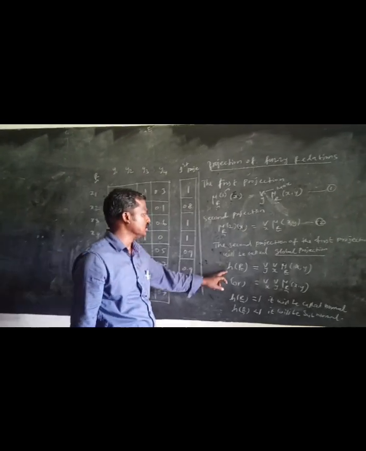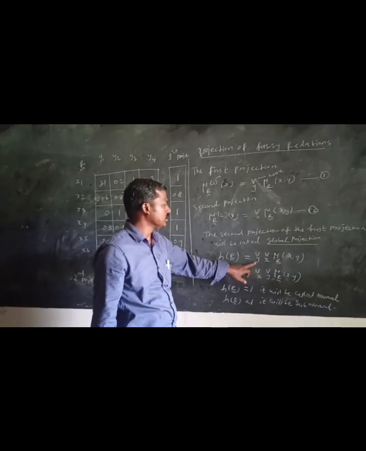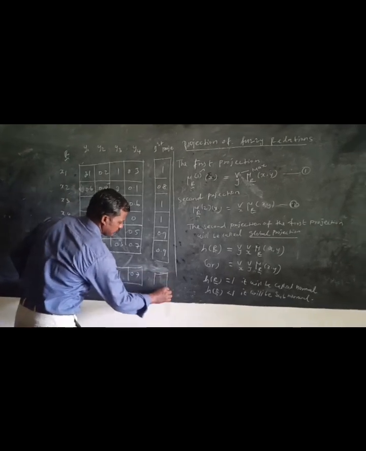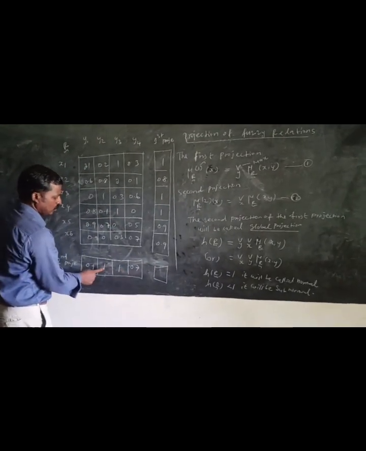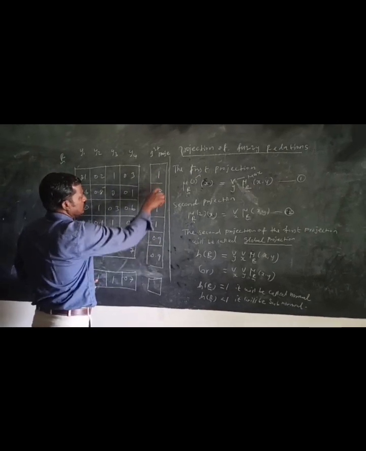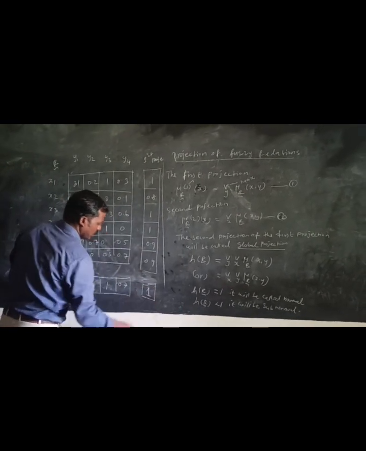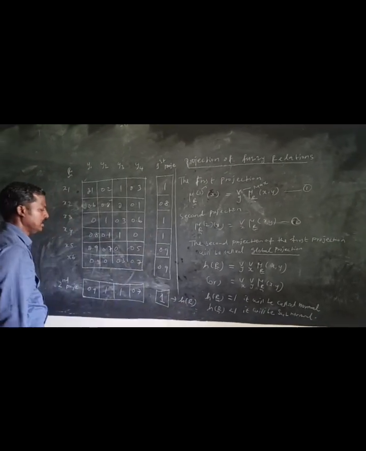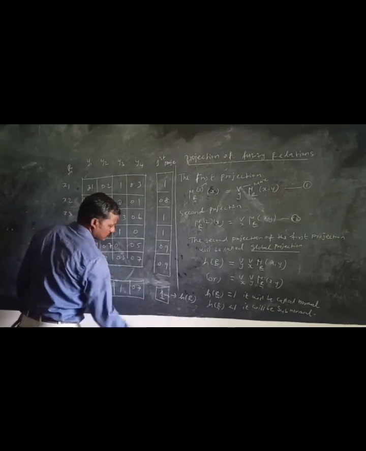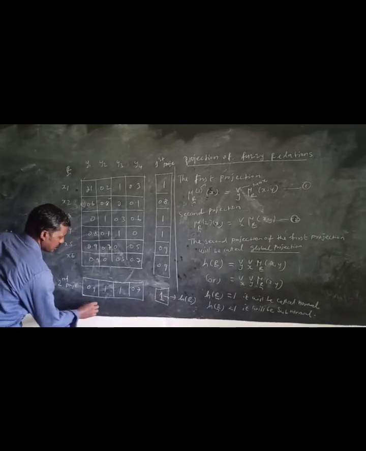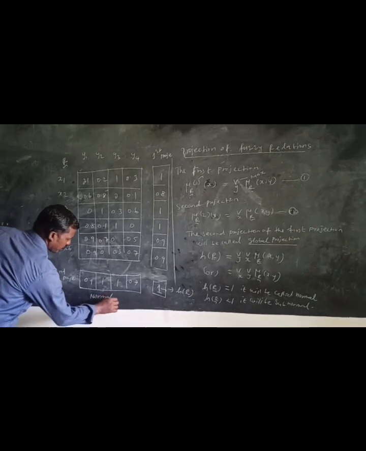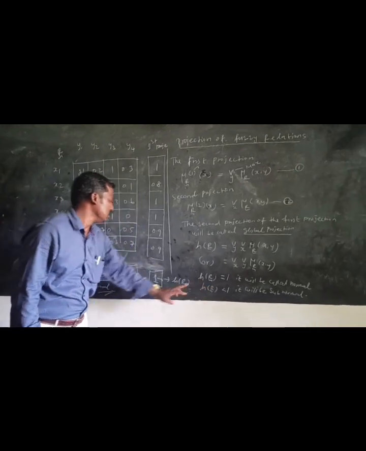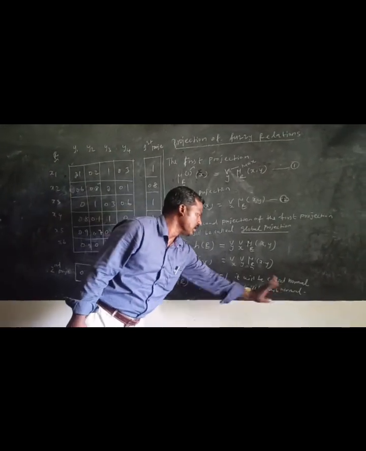Now the global projection, the second projection of the first projection. The maximum of the second projection is 1, and the maximum of the first projection is 1, so H(R) is 1. This is the global projection. Since the global projection value is 1, the relation R is normal. Suppose this value is less than 1, then the relation R will be called subnormal.